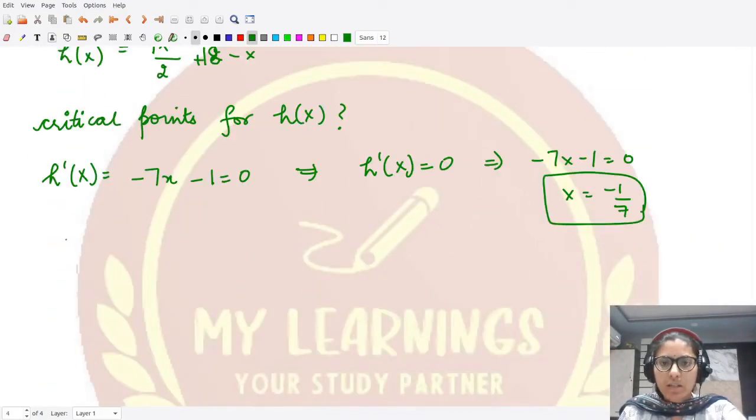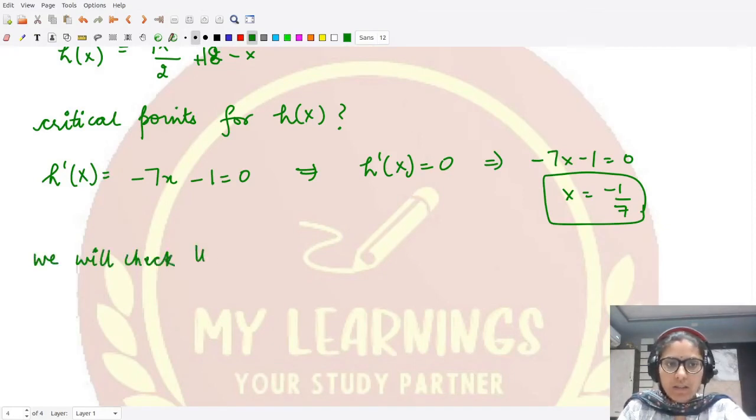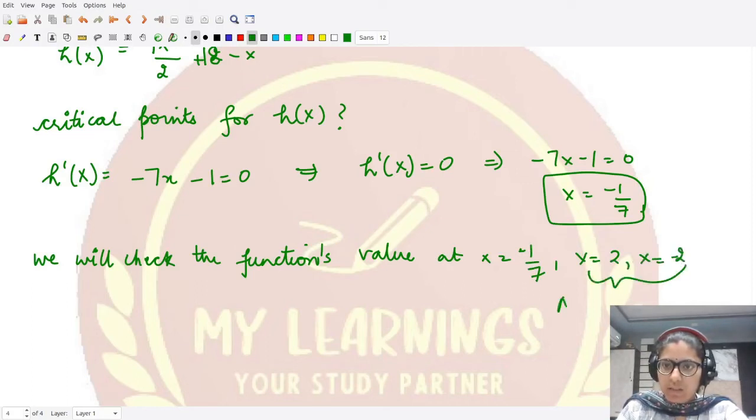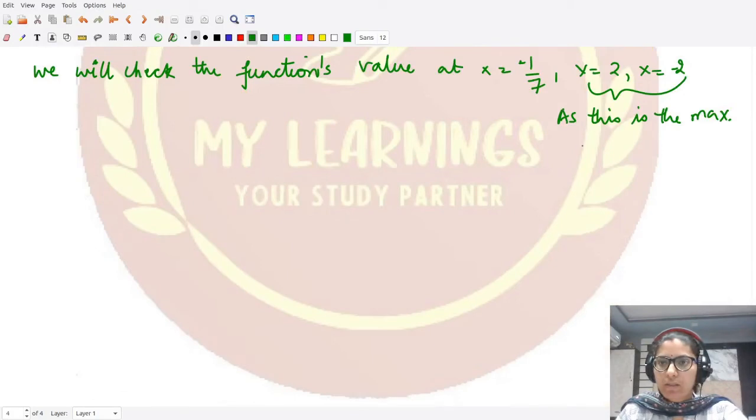So here we will check the function's value at x is equal to minus 1 by 7, x is equal to 2 and x is equal to minus 2. Why? Because this is the maximum limit of x in the region E.